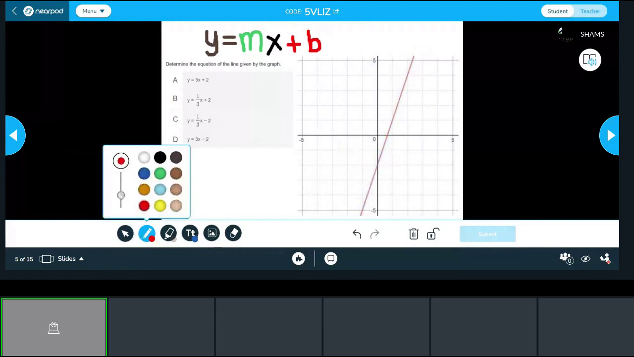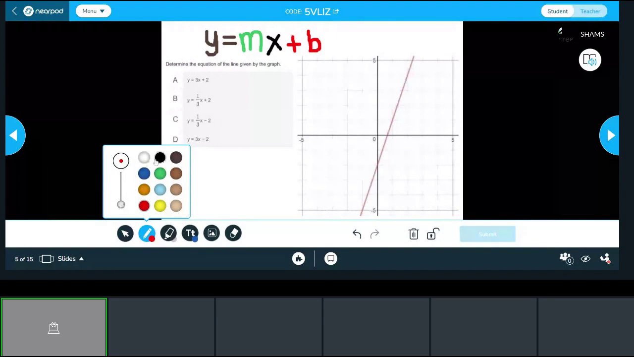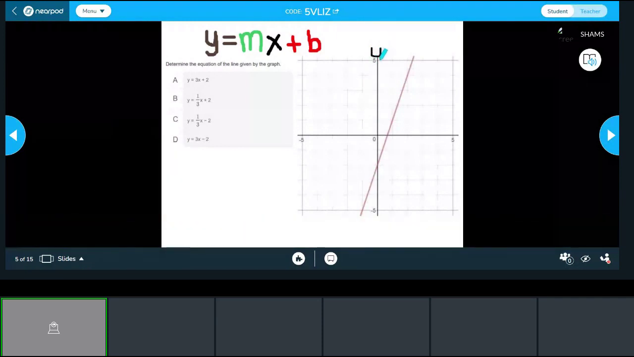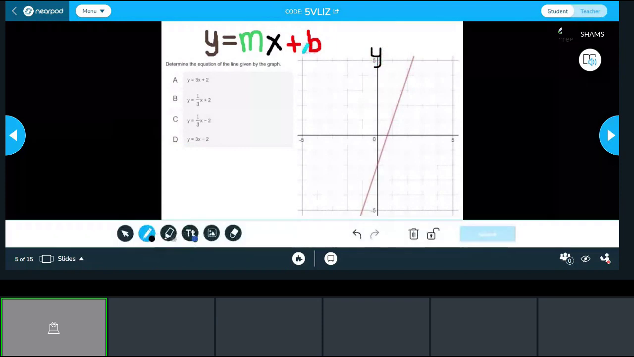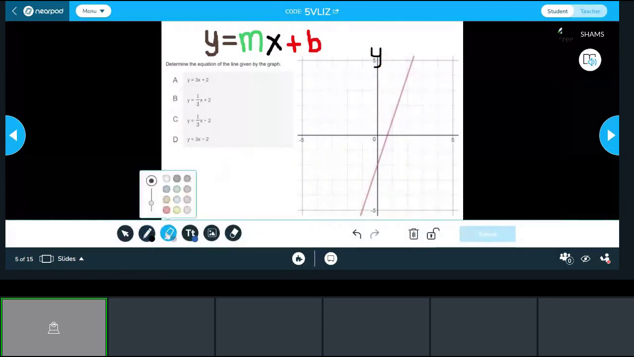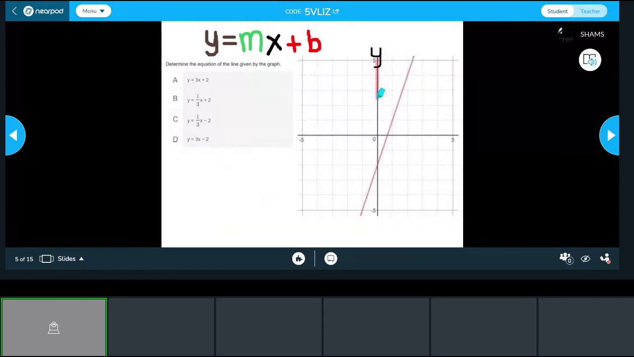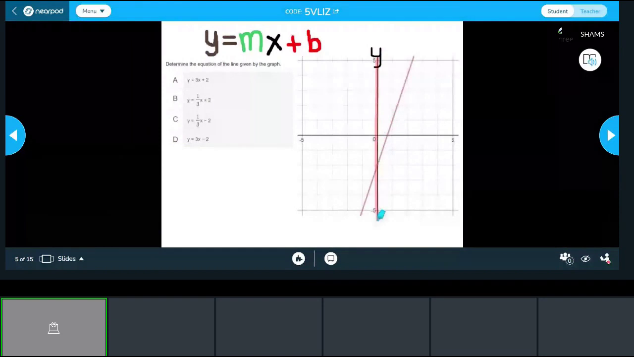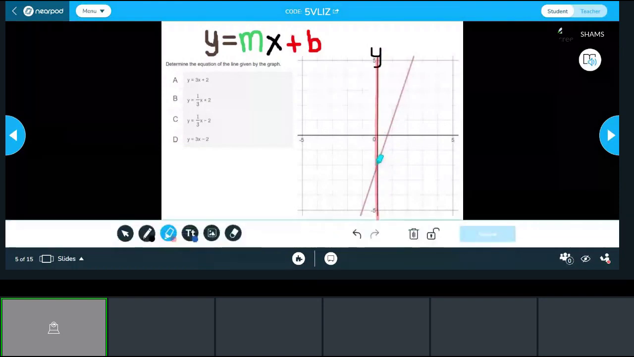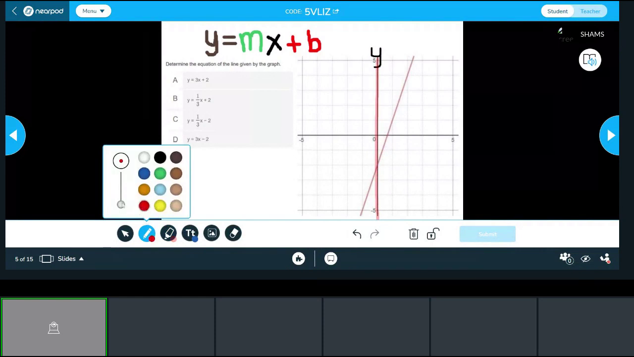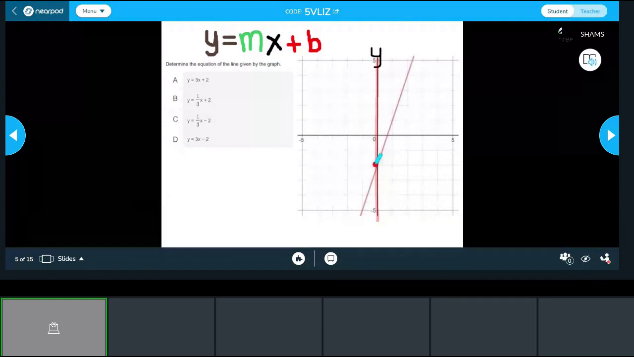So I'm going to mark my y-axis, and you all know the y-axis is my vertical line. And b is the point where this graph intersects the y-axis. So let's see, this is the graph, this is the y-axis. Where do they intersect? Here, very clearly, right? The intersecting point lies here. I'm going to put a red dot for my b. Okay, and here it is.